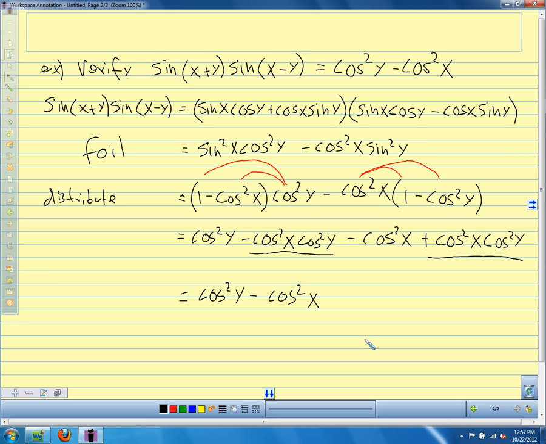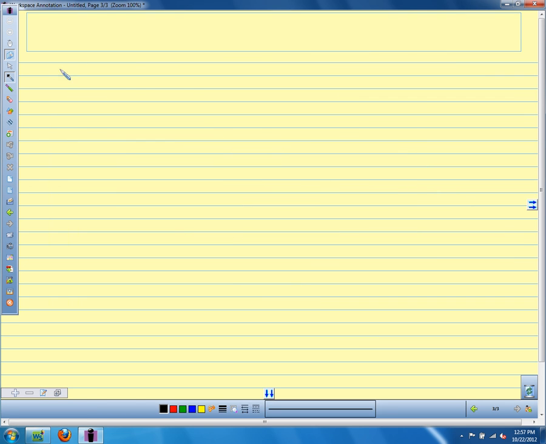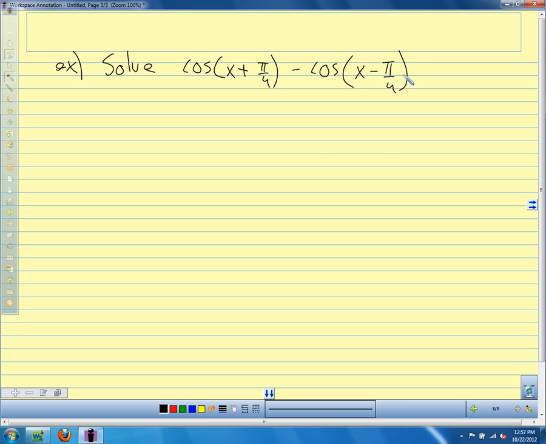All right, I have one last example. We're going to solve an equation. So we're going to solve cosine of x plus pi over 4 minus cosine of x minus pi over 4 equals 1.